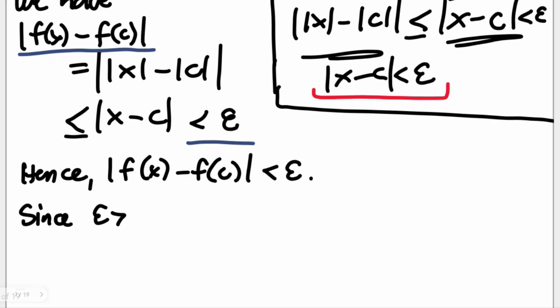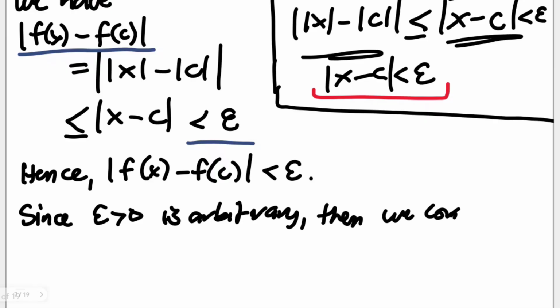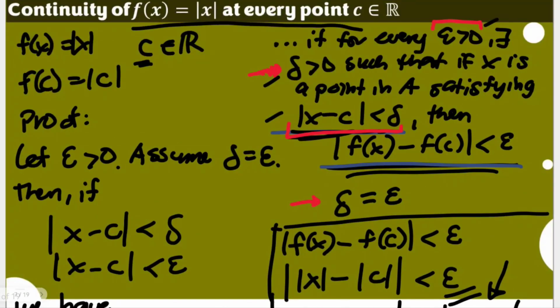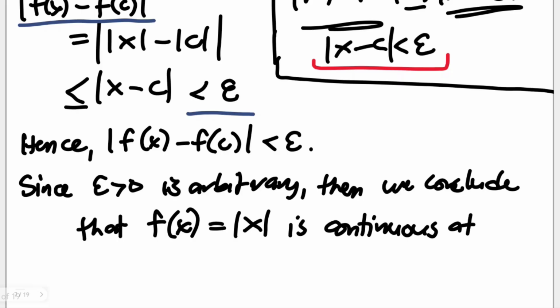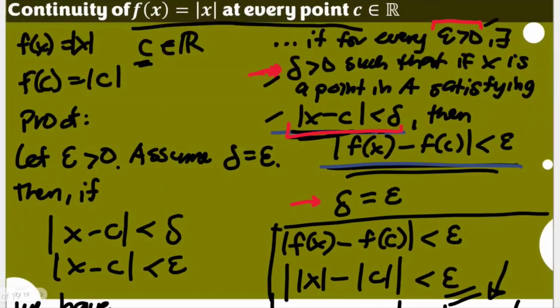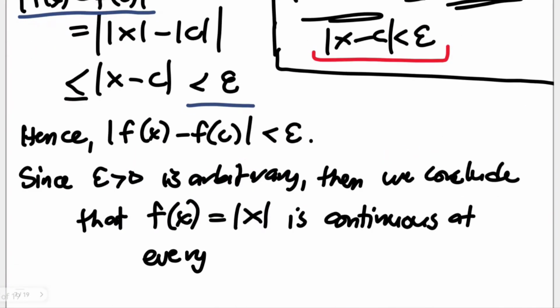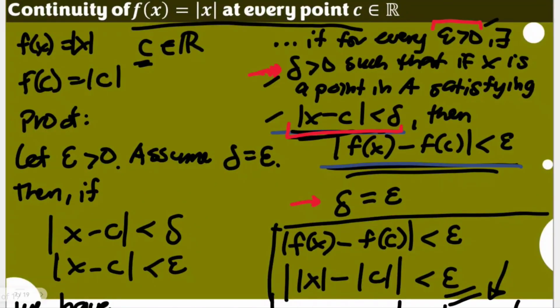Since epsilon greater than 0 is arbitrary, we conclude that f of x, which is equal to the absolute value of x, is continuous at every point C element of R. I mentioned that this would be the last example, but it is the last example without trigonometric functions, because we are going to share in the next two videos proving continuity for sine x and cosine x. We'll have that in a separate video, but for this, thank you very much for watching.